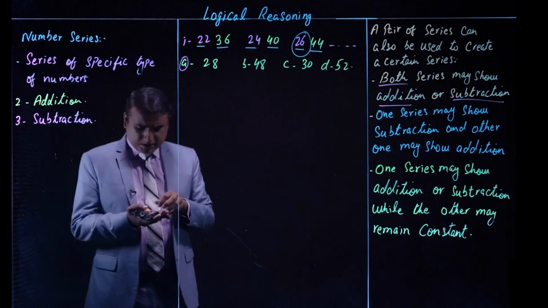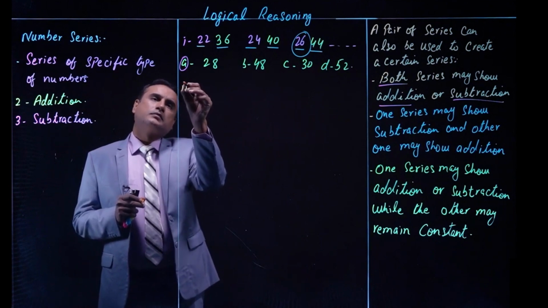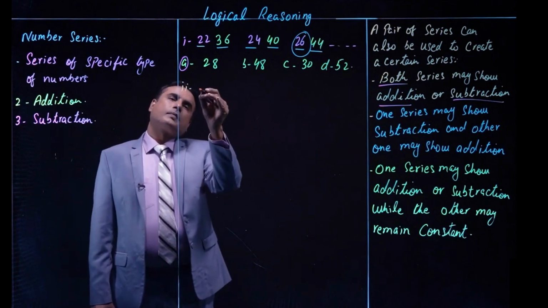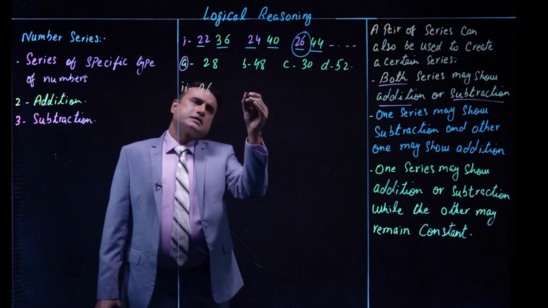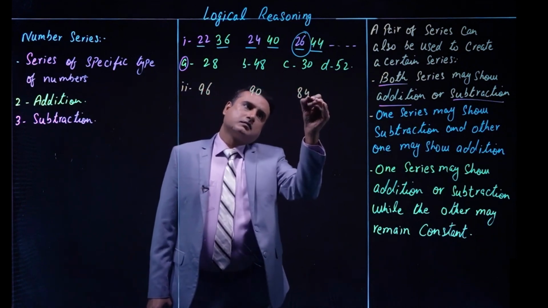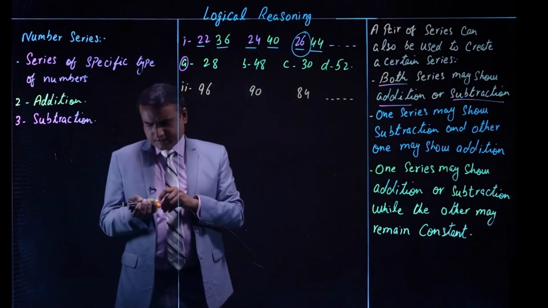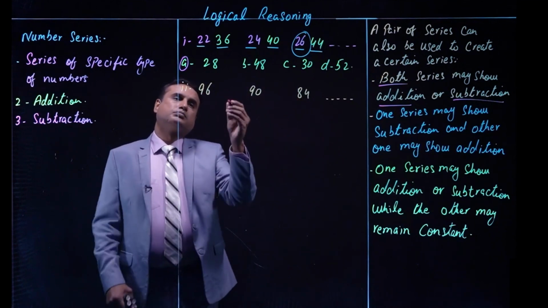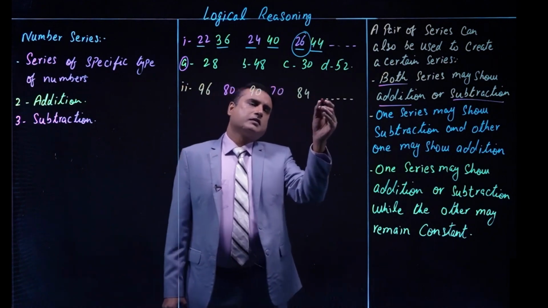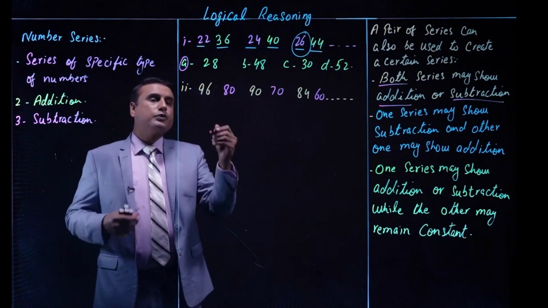The same can be considered for subtraction. I'm giving you another example. 96, 90, 84, and on the other hand, we are having 80, 70, 60, and then I have the option for you.